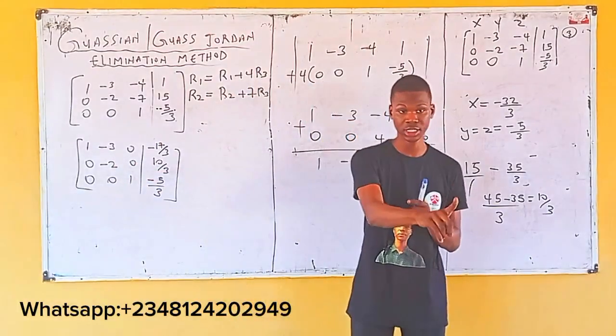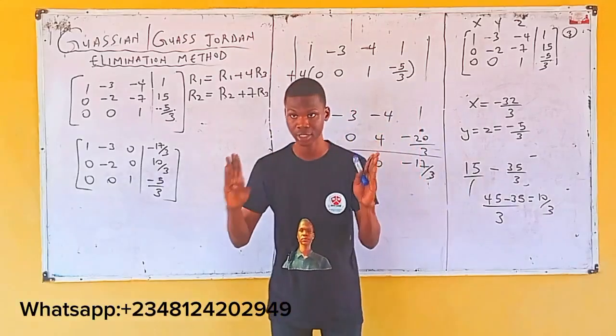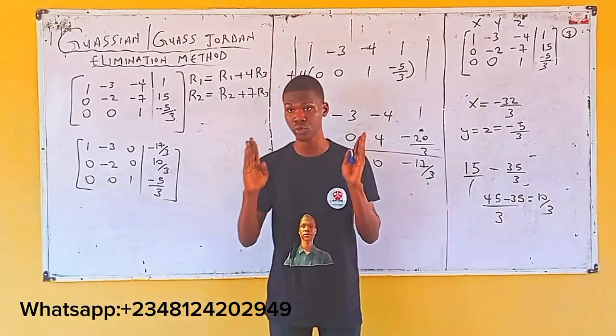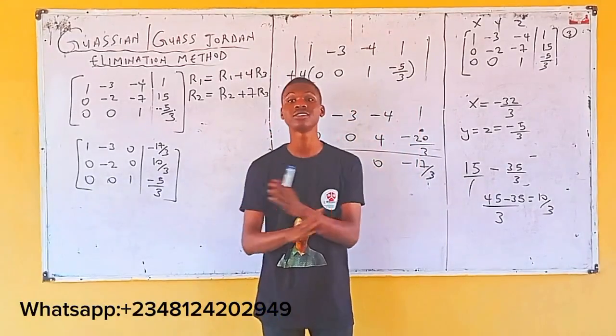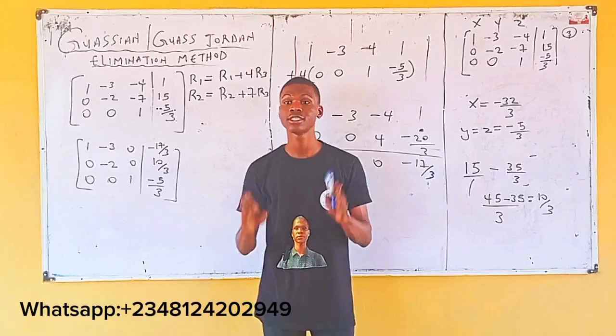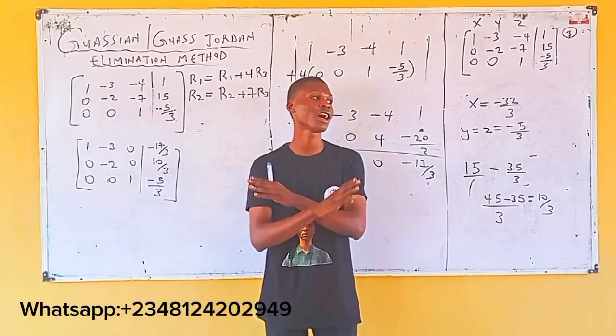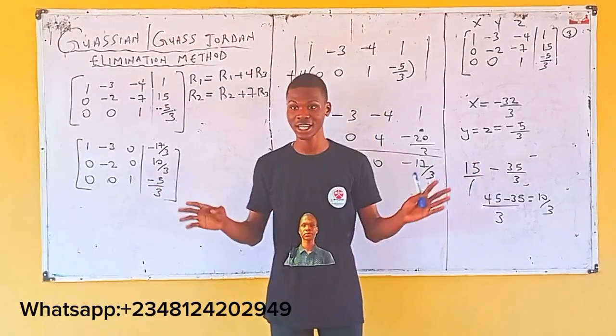So this is what we were saying the other time. It is always easier. Take note. If it is possible for you to make your pivot equals to 1, it is easy. It is always easier for you. It will make your life easy.